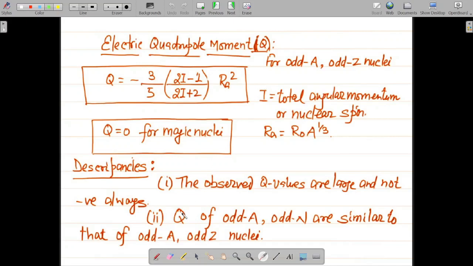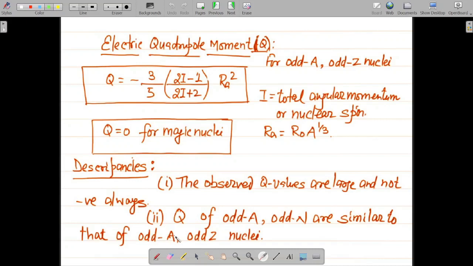Now the electric quadrupole moment Q of odd A. Whatever expression of Q we have found out for odd A and odd Z, the same expression holds for odd A, odd N nuclei also. So Q of odd A, odd N is similar to that of odd A, odd Z, although we have derived the expression for odd A, odd Z.